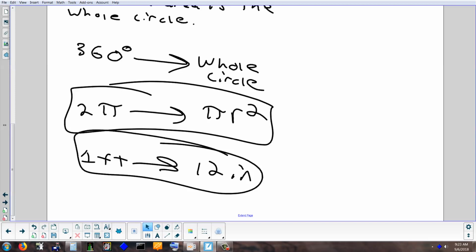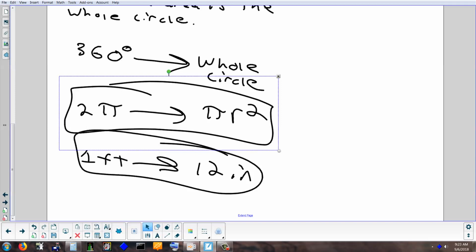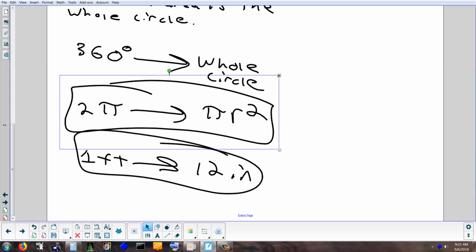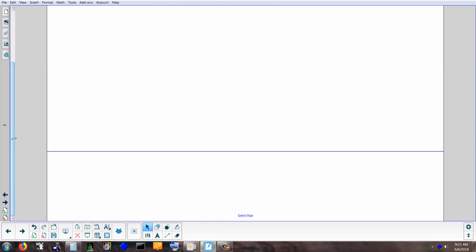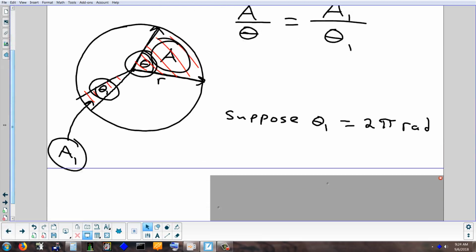If the whole angle is 360 degrees, or the angle is 2 pi, if the angle is the whole thing, the area is the whole thing. So that's the connection we can use this time. So let's suppose our angle is 2 pi radians. And if the angle is 2 pi, the area is pi r squared.